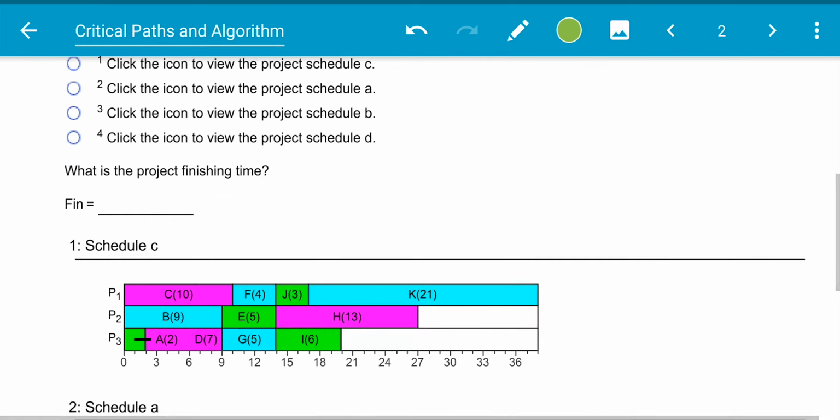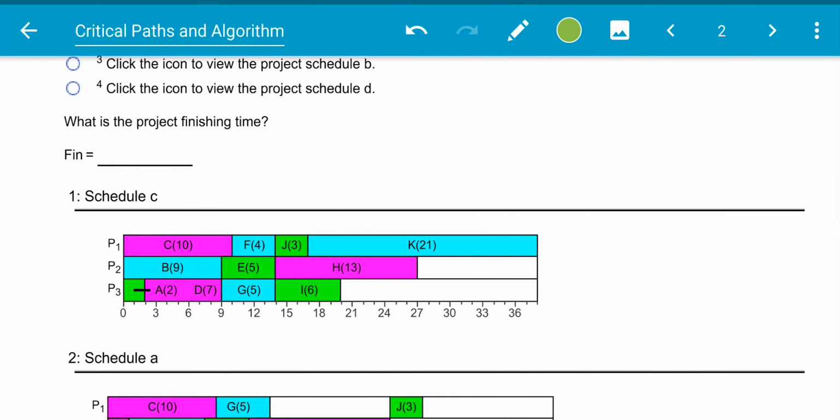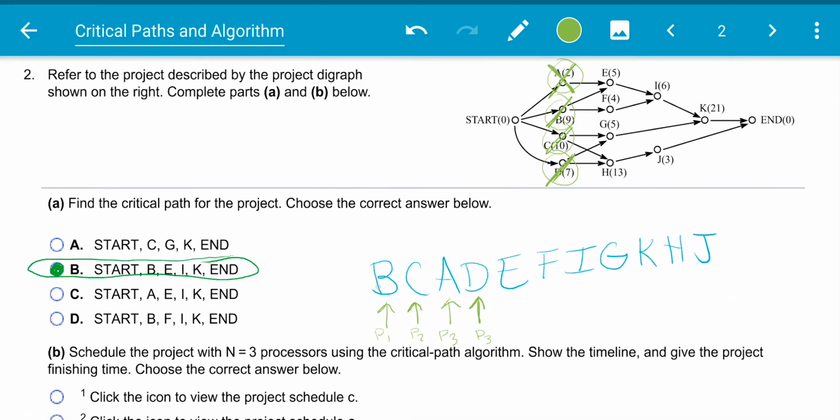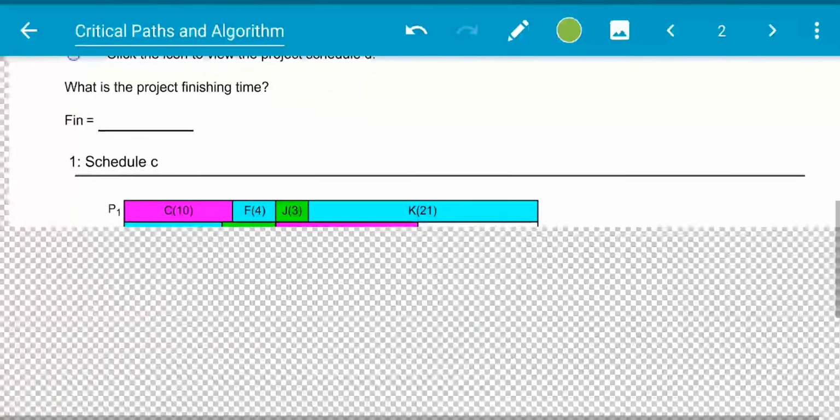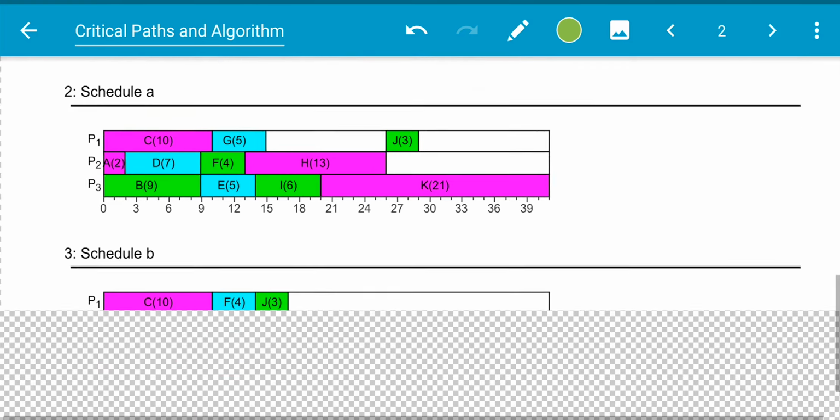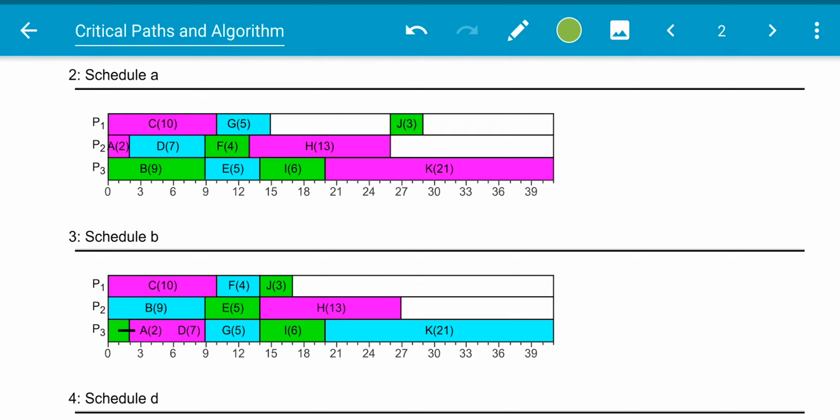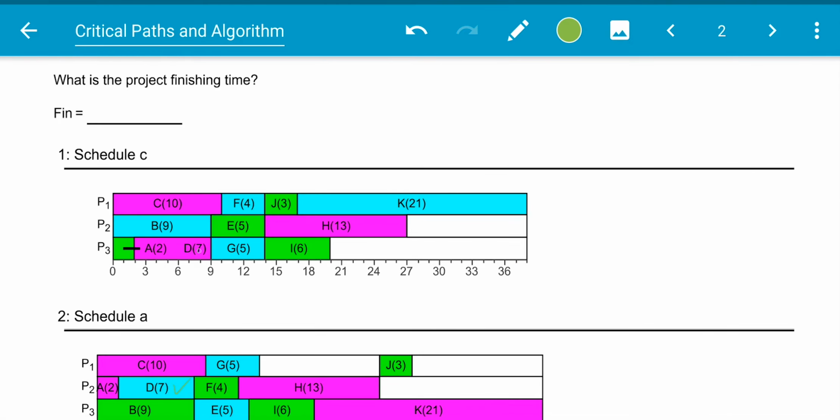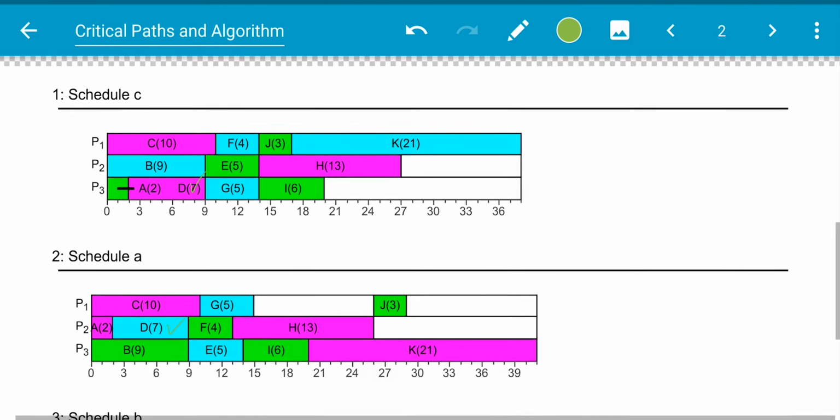So let's double check our graphs down here. So we have B, C, A, and D. We have a B, C, and A. Once processor 3, or whichever processor we choose, finishes A, they're going to start working on D. So far, we're all the same.